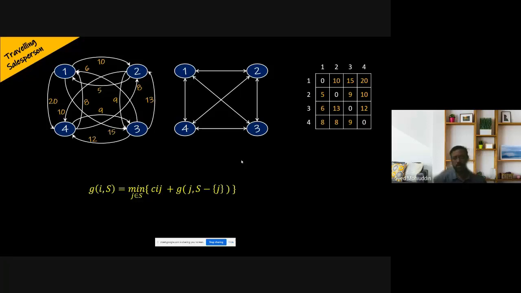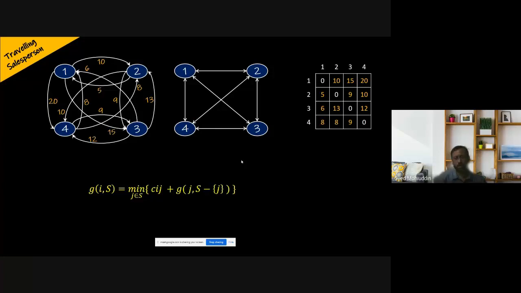When we start with vertex 1, we need to look at the adjacent vertices of least cost. Once we find the vertex which gives us the least cost path, from that vertex we again need to find the other vertices which give us the least cost. So this process has to continue.